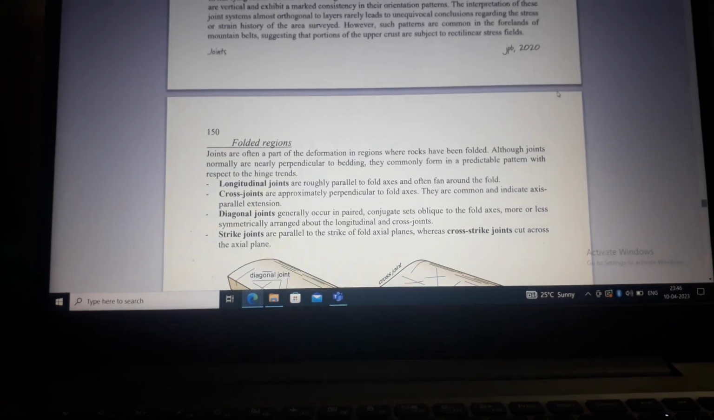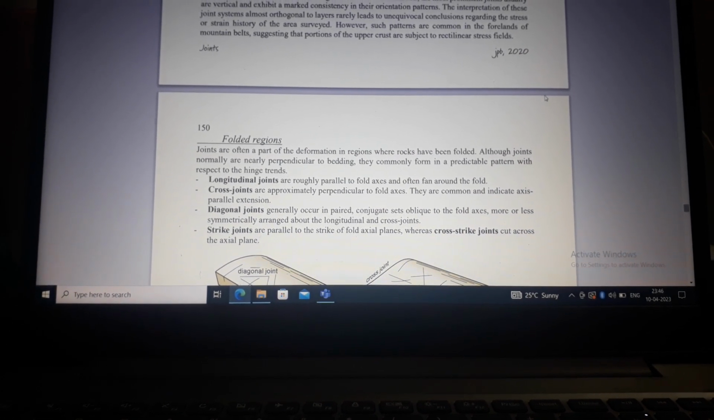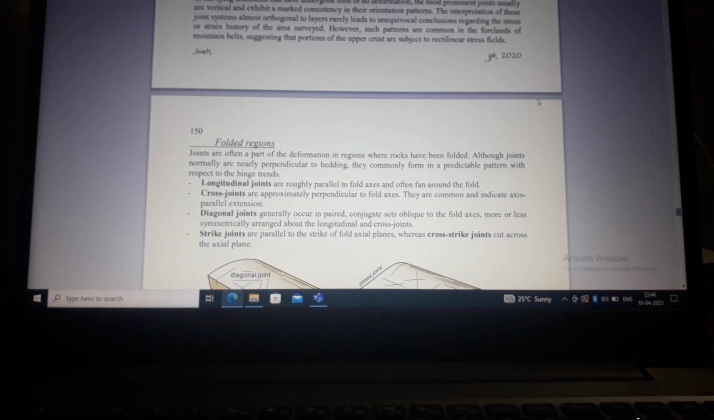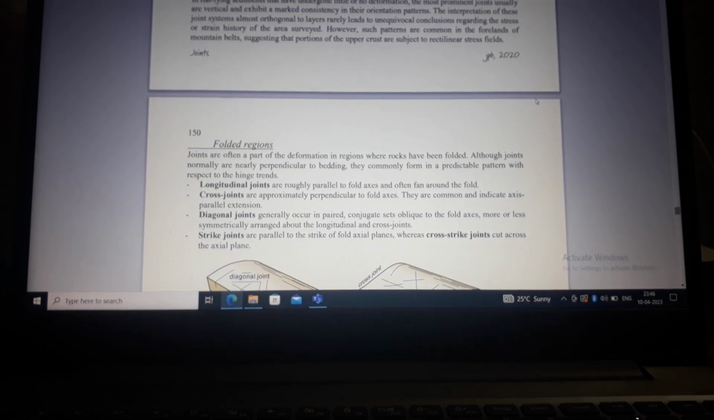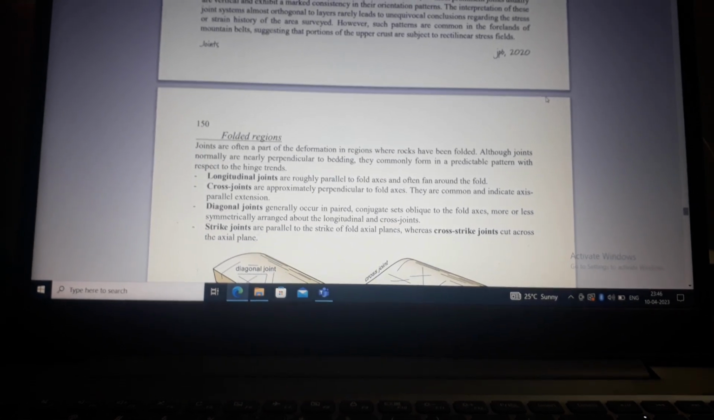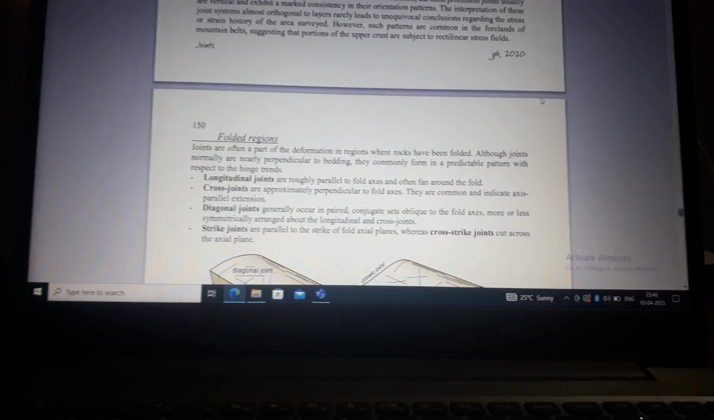Folded regions. Joints are often a part of the deformation in regions where rocks have been folded. Longitudinal joints are roughly parallel to the fold axis and often fan around the fold. Cross joints are approximately perpendicular to the fold axis.